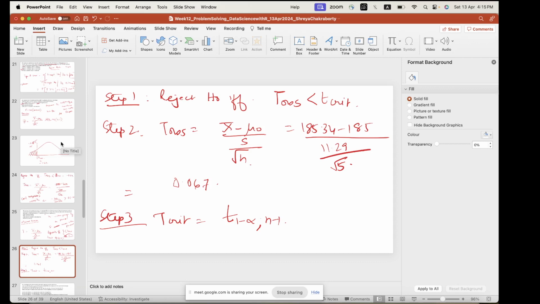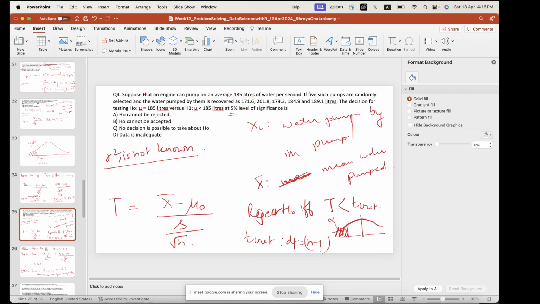So my critical point is, where is the pen? This is minus 2.13. Now since T observed is greater than T critical, hence we fail to reject H naught. And that is our decision. Alright.